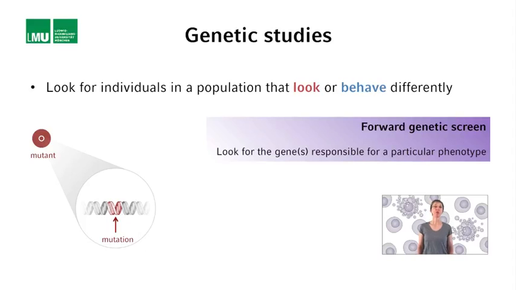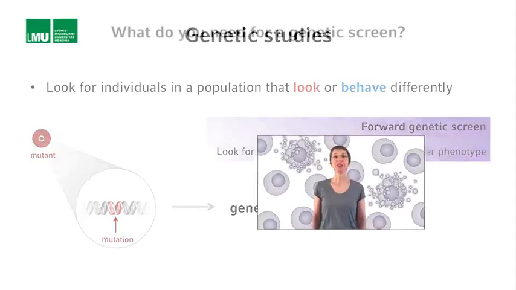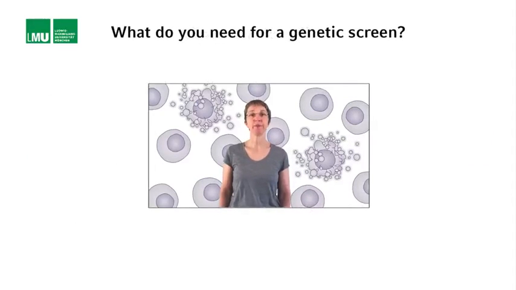Such hunts for mutants, or forward genetic screens, as they are commonly referred to, are therefore a powerful method to identify genes involved in certain biological processes. They have been and still are a powerful tool for gene discovery. What do you need to do for a genetic screen? You need to go through large populations of individuals, thousands and thousands of individuals.